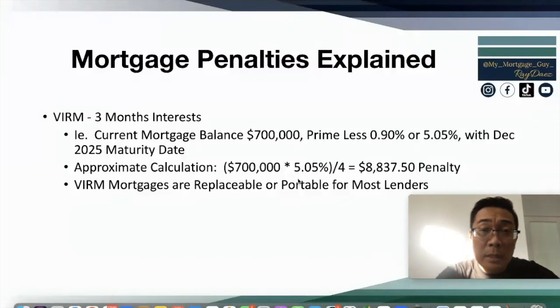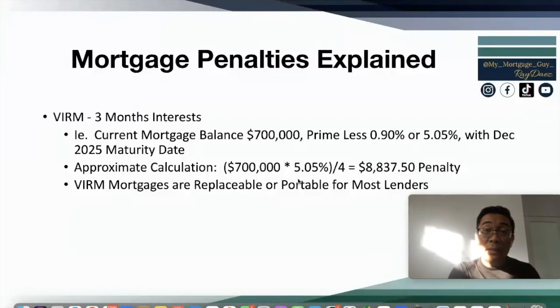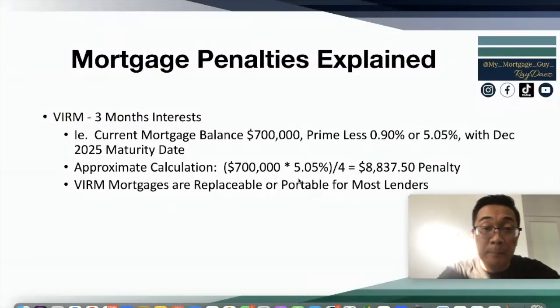Now, a variable rate mortgage is replaceable or portable for some of the lenders. So it doesn't necessarily mean that you have to pay it off and break that mortgage, because you can technically replace it with another mortgage on another given property.